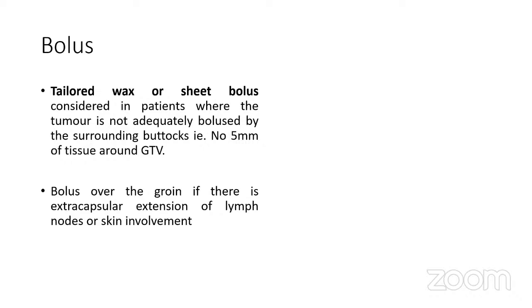But if you don't have tissue around the tumor, then those are the patients who definitely require a bolus to increase the dose to the tumor. And the second indication where we use bolus is bolus over the groin. We use it if you have an ulcerated inguinal lymph node, or a lymph node with skin fixity because of extracapsular extension.